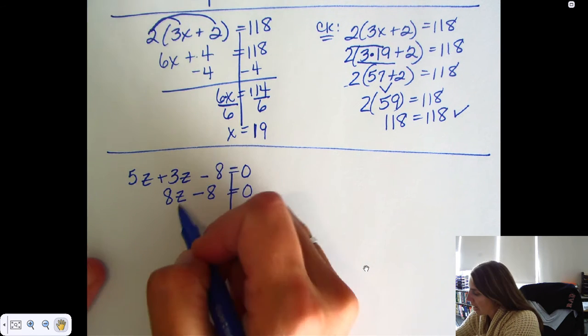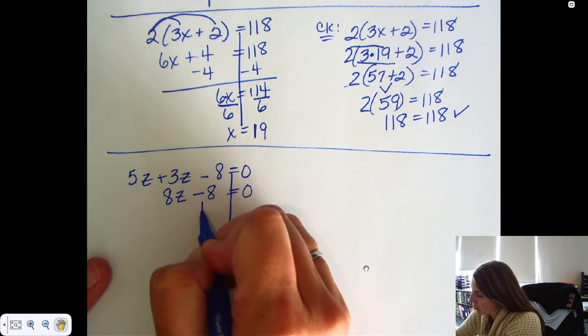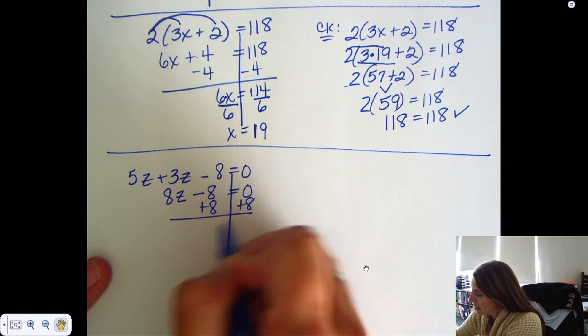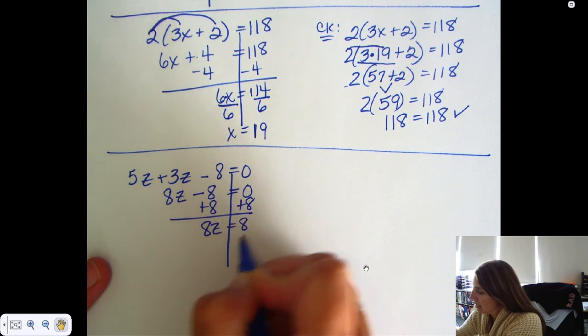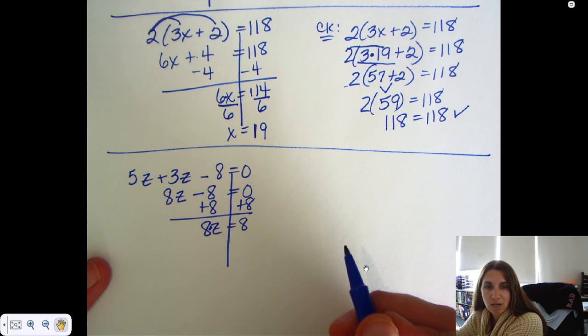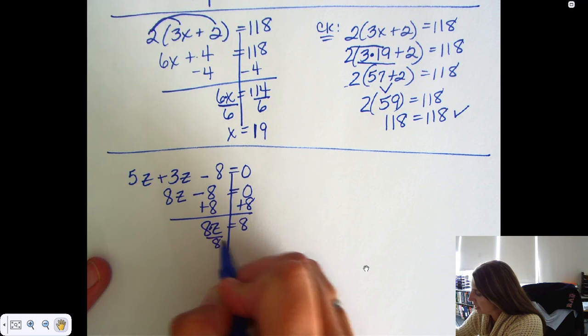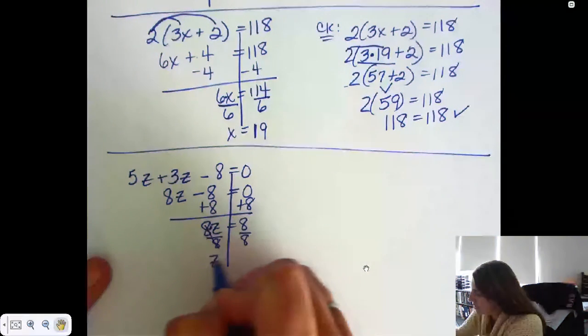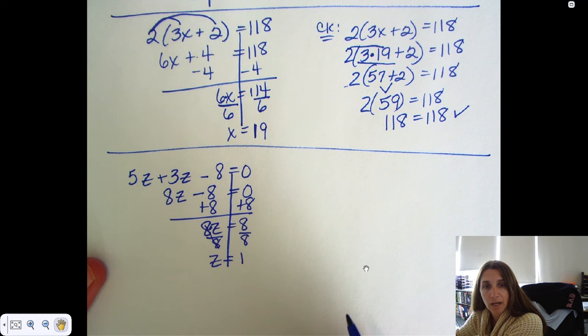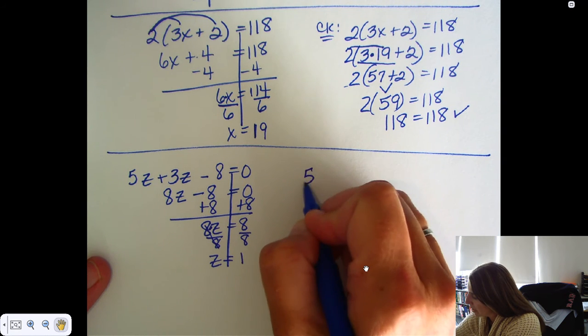All right, so we have to move this negative 8. We're going to move it by adding 8 to both sides. We get 8z equals 8. Again, that's multiplication. So to undo, we're going to divide both sides by 8, and we get z equals 1. Again, checking our answer, we rewrite our problem.